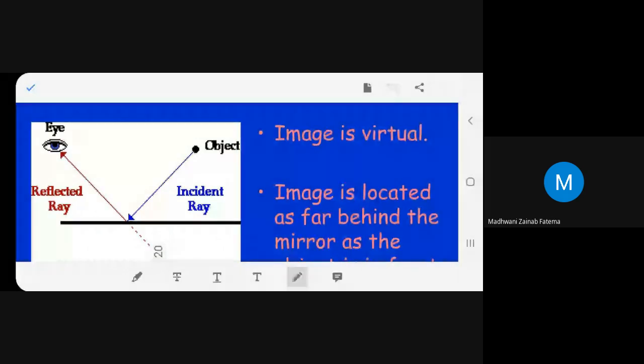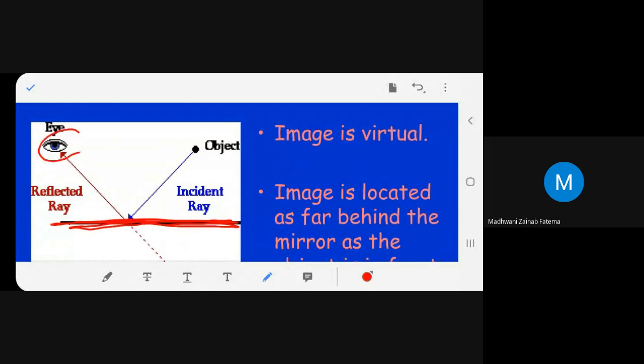Now you are looking at yourself here. This is the mirror. Agree? You have to say yes or no. This is you, looking in the mirror. And this is the object. Let's take this object as a candle, or a torch, whatever. This goes here. It is the incident ray. It goes back, where it is received by our eye, isn't it?